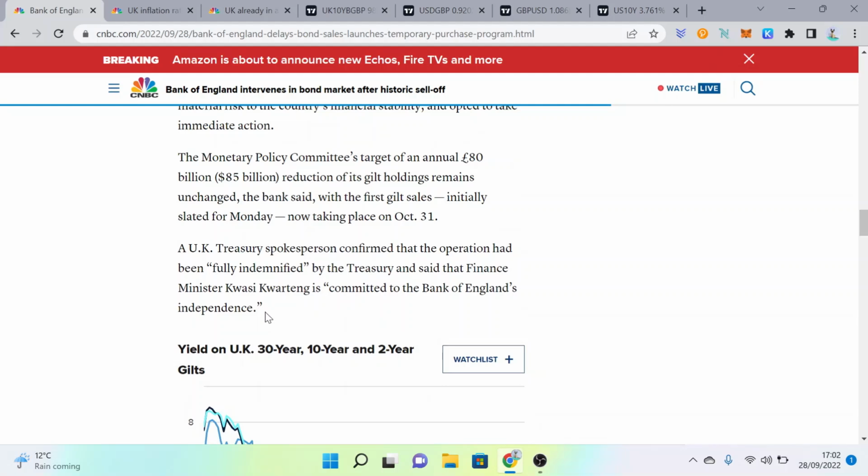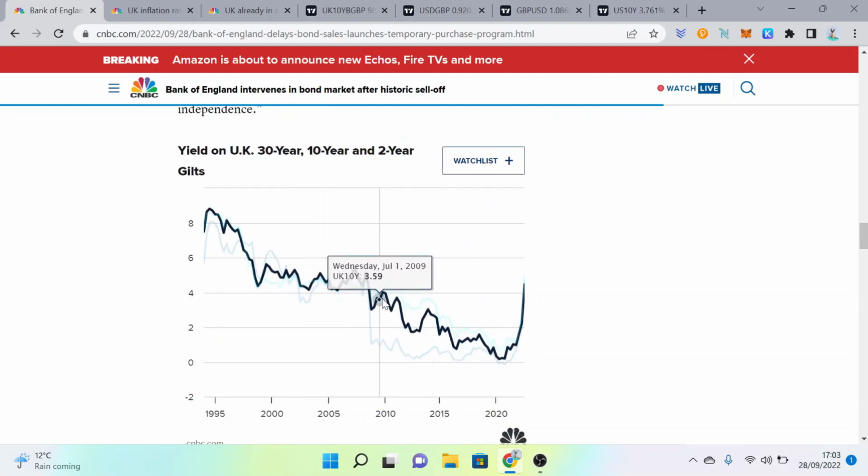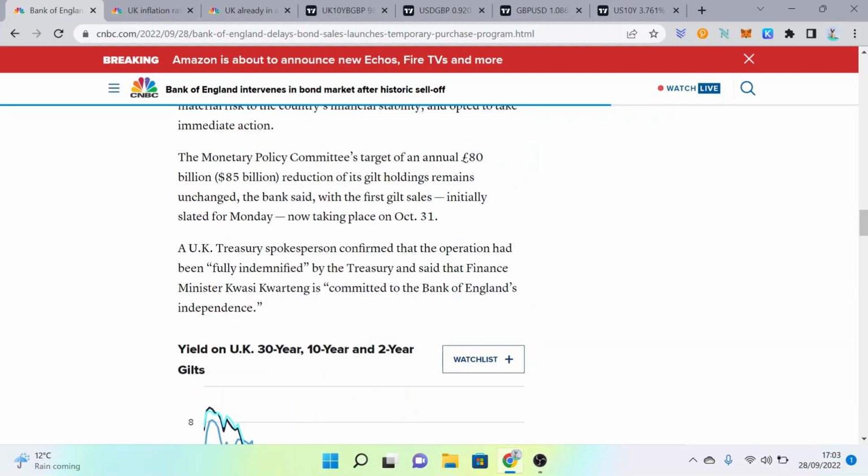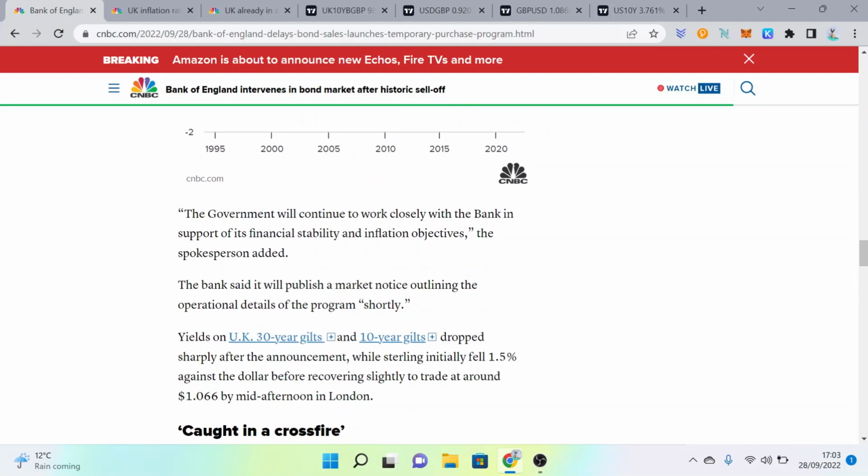So they're talking about the Bank of England's independence here, and here's an example of the UK 30, 10 and 2s. The yield's just going through the roof. And this means the bonds and the value of those debts are going down, as people don't want them because they don't trust in them anymore. The government will continue to work closely with the bank in support of its financial stability and inflation objectives, the spokesperson added. The bank said it will publish a market notice outlining the operation detail of the program shortly. Yields on the UK 30-year gilt and 10-year gilt dropped sharply after the announcement.